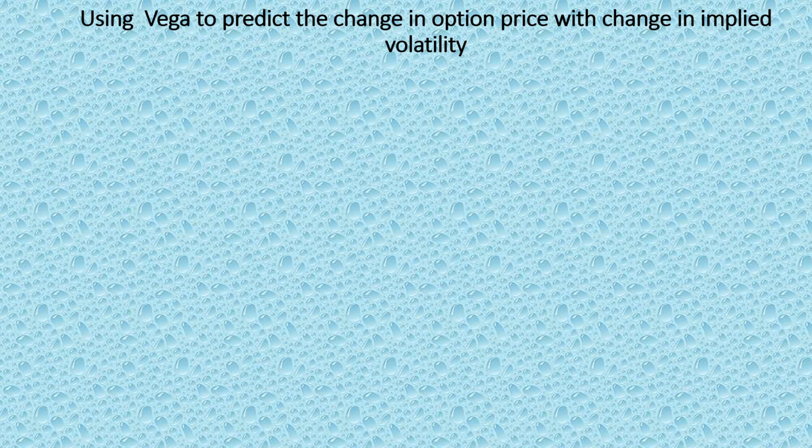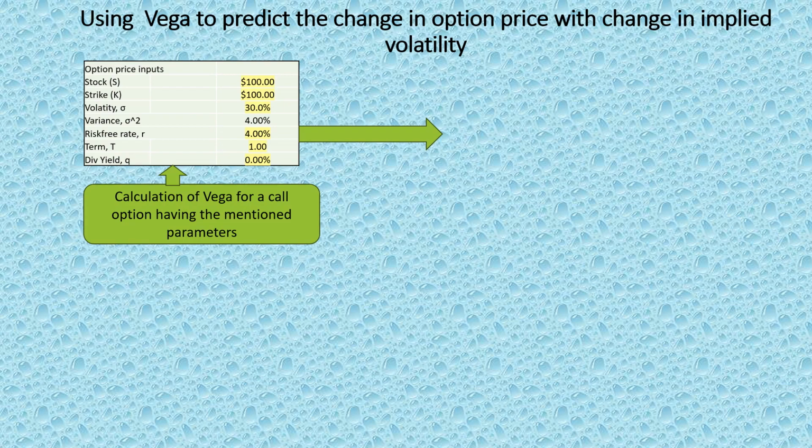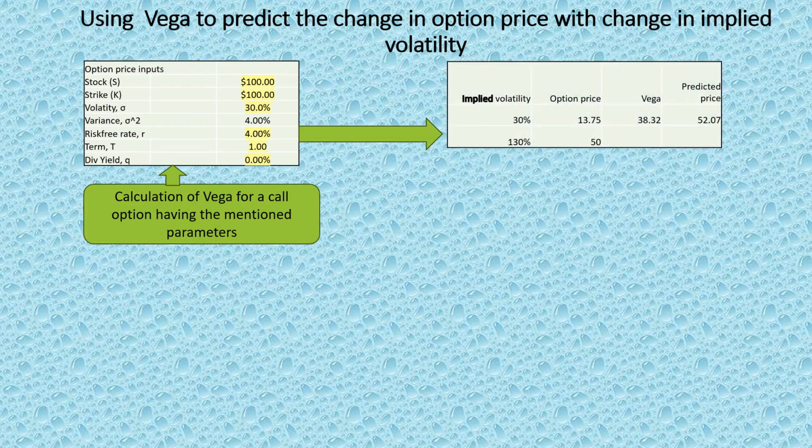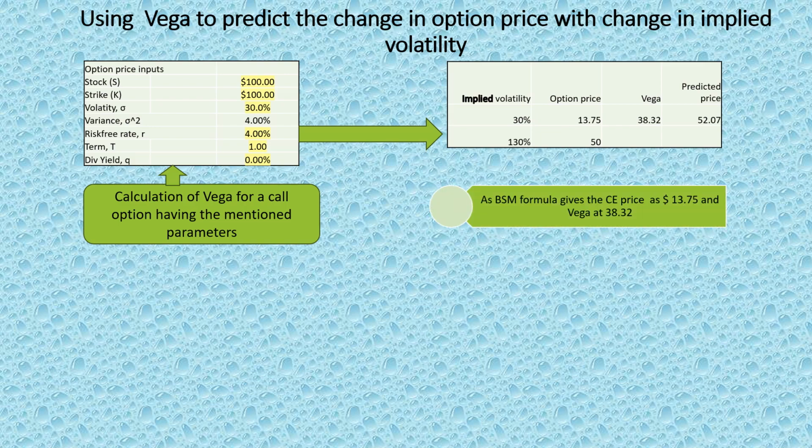How to use Vega to predict the change in option price with change in implied volatility. The first table shows the parameter values of a call option to be used for Vega calculation. The second table shows the option price and the Vega of the call option. As the BSM formula gives the call price as rupees 13.75 and the Vega as 38.32.